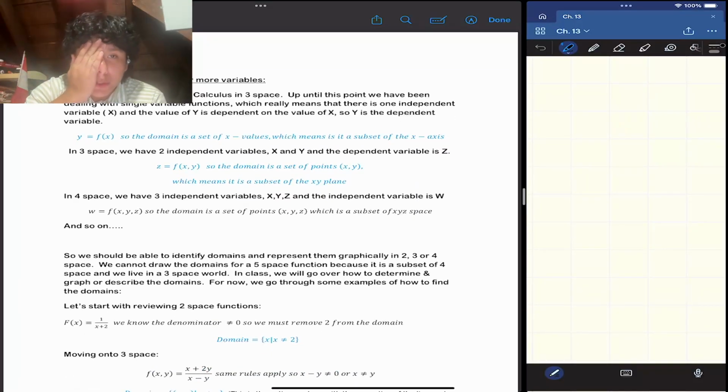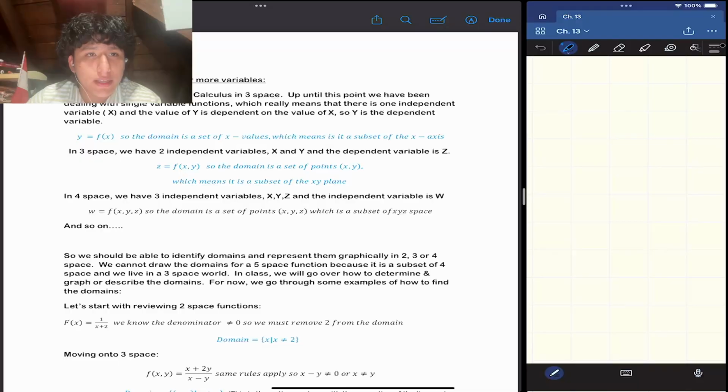I know that the main difference between calculus 1 and 2 is probably the fact that we're in 3D. So I guess that makes sense. Up until this point we've been dealing with single variable functions, which really means that there's one independent variable, x, and the value y, which is dependent on the value of x, so y is the dependent variable. It's a standard xy axis. But now, y equals f of x, the domain is a set of x values, which means it is a subset of the x-axis.